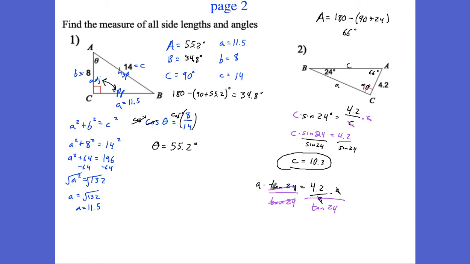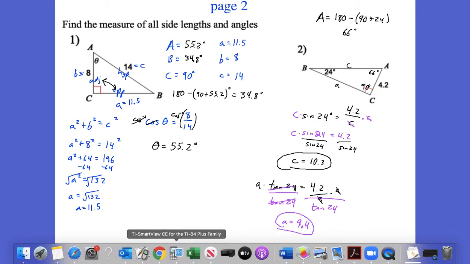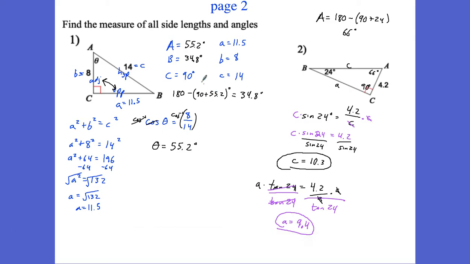So our final answer will be 4.2 divided by tangent 24, which is 9.4 units. So 9.4 is our approximation for side A. And there we go.